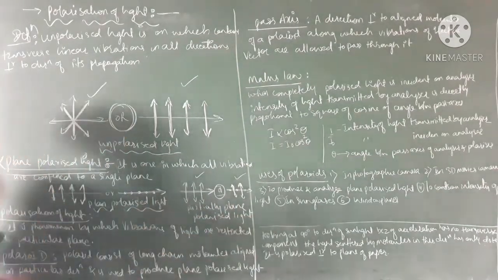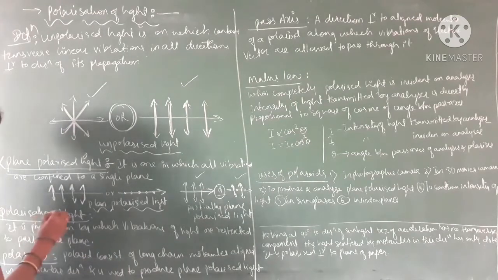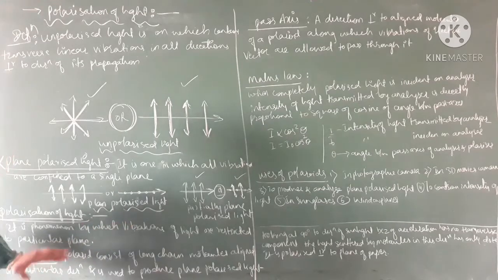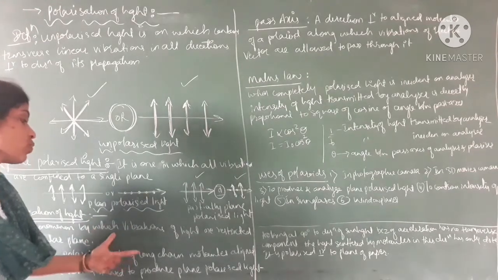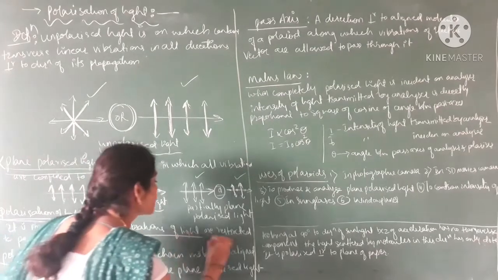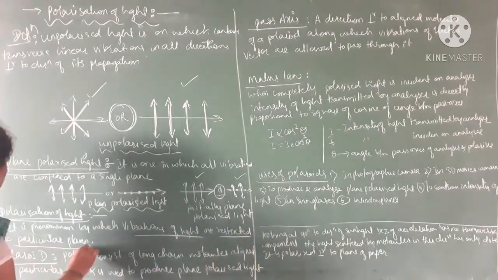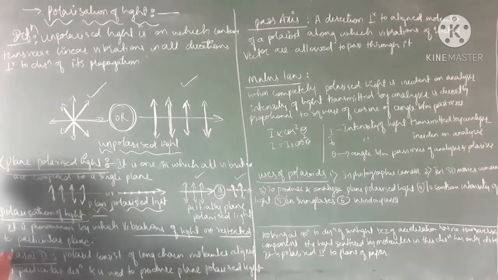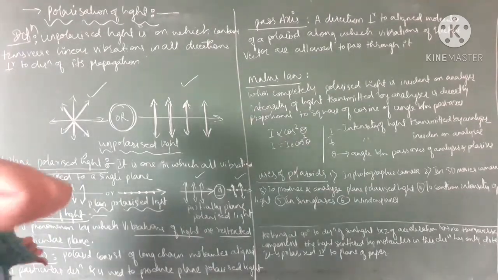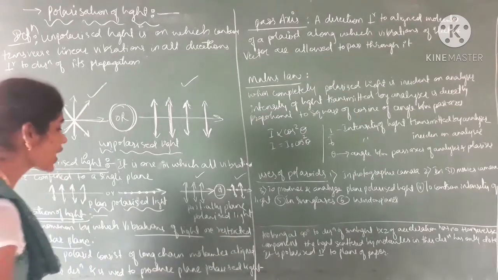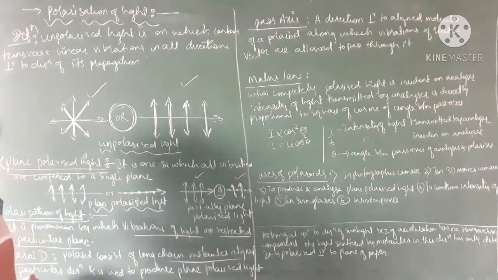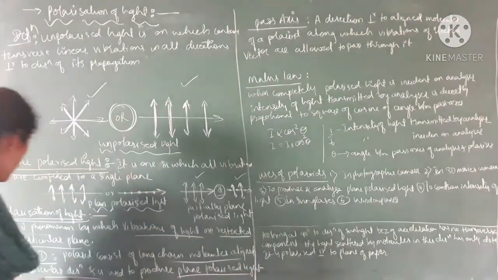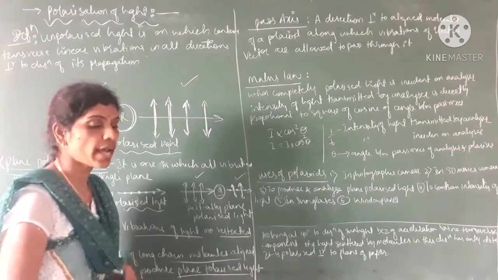Next we shall see the meaning of polarization of light. It is a phenomenon by which the vibrations of light are restricted to a particular plane. That is the meaning of polarization of light. Next we shall see the meaning of polaroid. A polaroid consists of long chain molecules aligned in a particular direction, and it is used to produce plane polarized light.